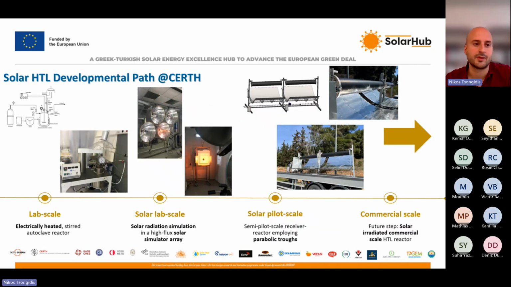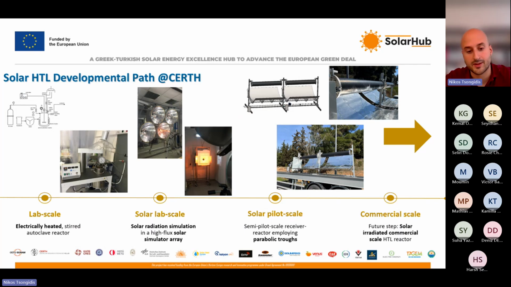So here are some details regarding the HTL developmental path that we follow at CERTH. The idea is that we first start with lab scale testing. So this means that we use our electrically heated stirred autoclave reactors in order to perform all the initial screening of the materials, of the feedstocks that we use. Then the idea is that we move on to solar lab scale testing. In this case, we make use of our in-house solar simulator, which is a high flux solar simulator array.